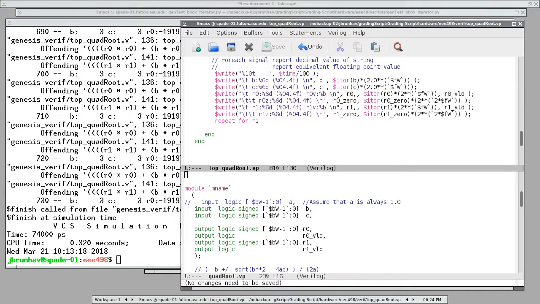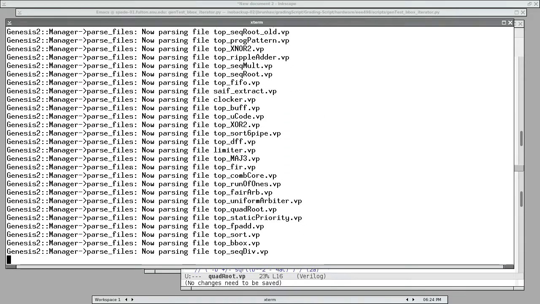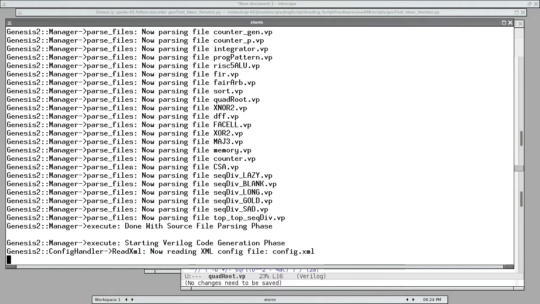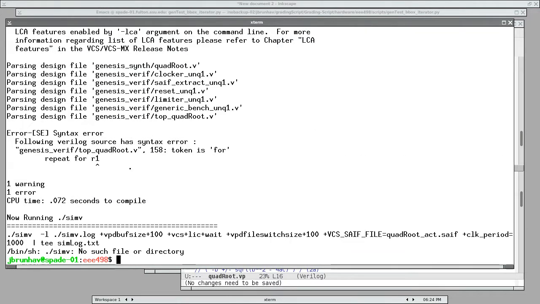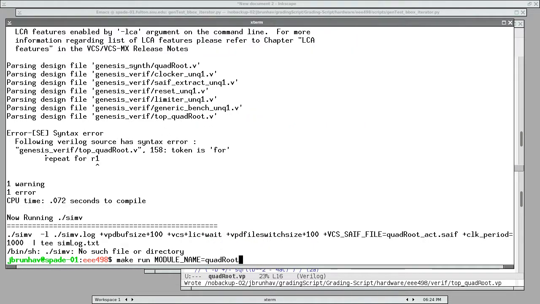I think I got them all. Okay, so now let's print this out. Repeat for R1. So that was our intentional typo to force the error to help us remember.